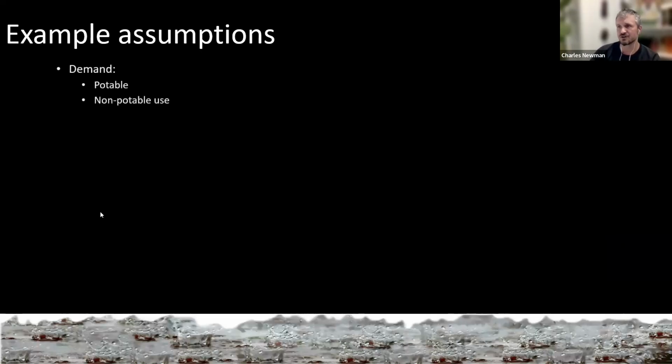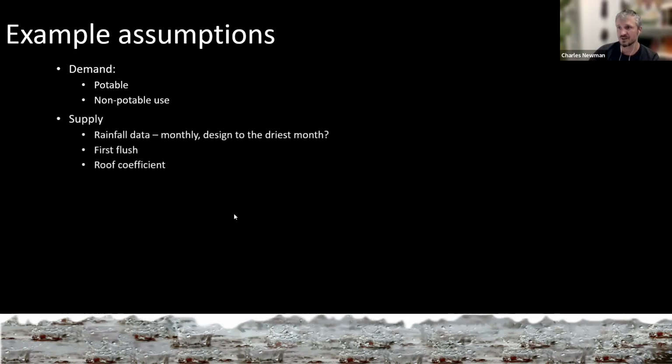You're going to have to consider demand. As I mentioned, we're not talking about agricultural use, but there's demand within the household that is potable water for direct consumption, and there is also non-potable use. There's dishwashing and laundry. Are you going to consider these factors as well? Then supply, rainfall data. Are you going to develop your calculations based on monthly trends, or are you going to design to the driest month? Again, as you get into your calculations, this question might become a bit more understandable.